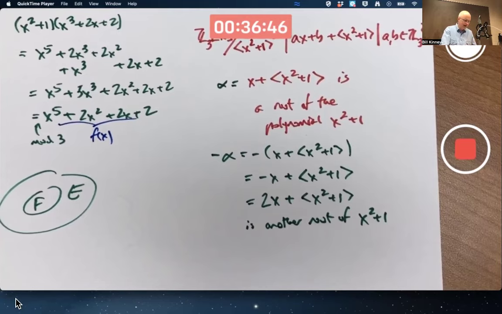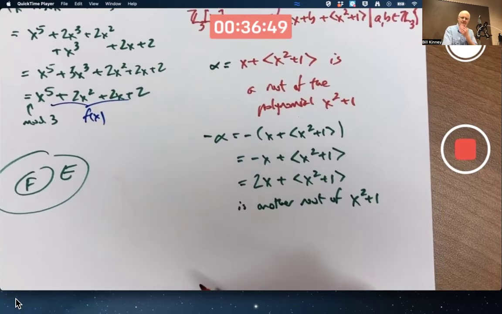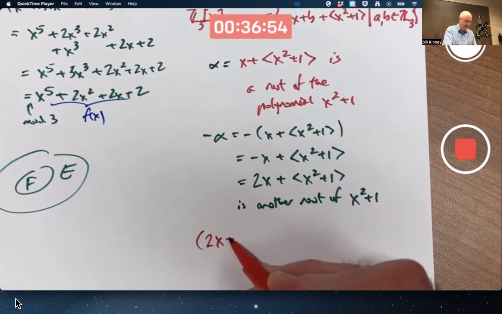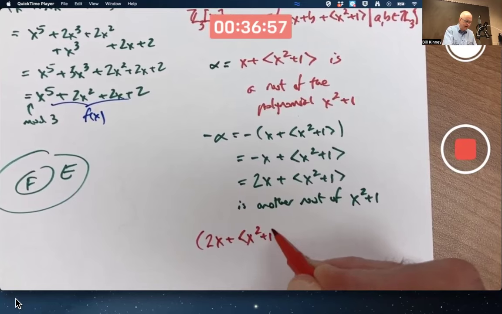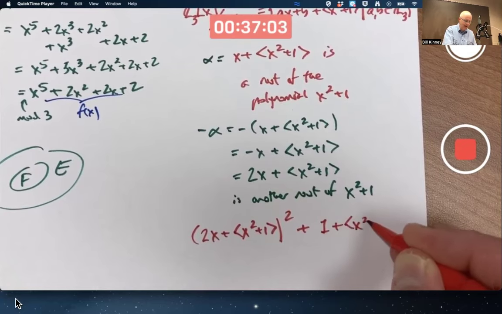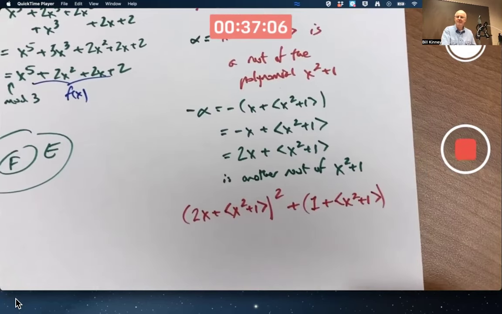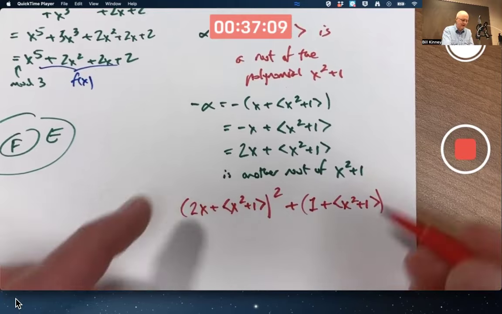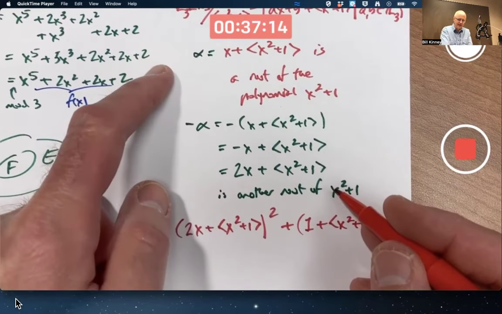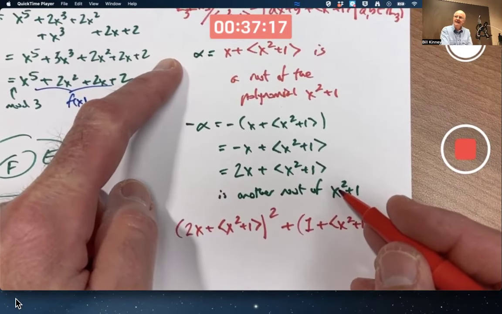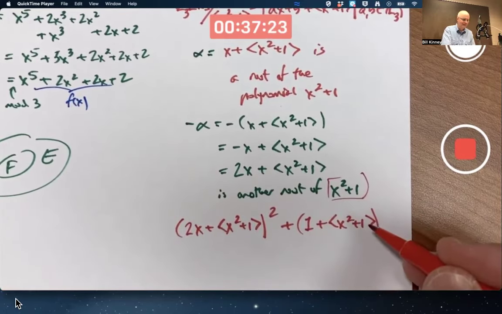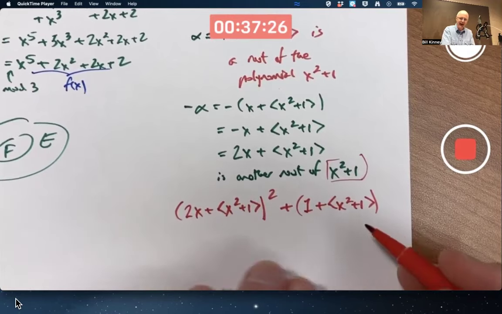What would happen if I plug this coset into x squared plus 1? Meaning square it and add 1, where 1 is the unity coset. Here I'm plugging this coset, 2x plus the ideal, which is the additive inverse of this coset, x plus the ideal, into the polynomial x squared plus 1. So I've got to square the coset and then add the unity.